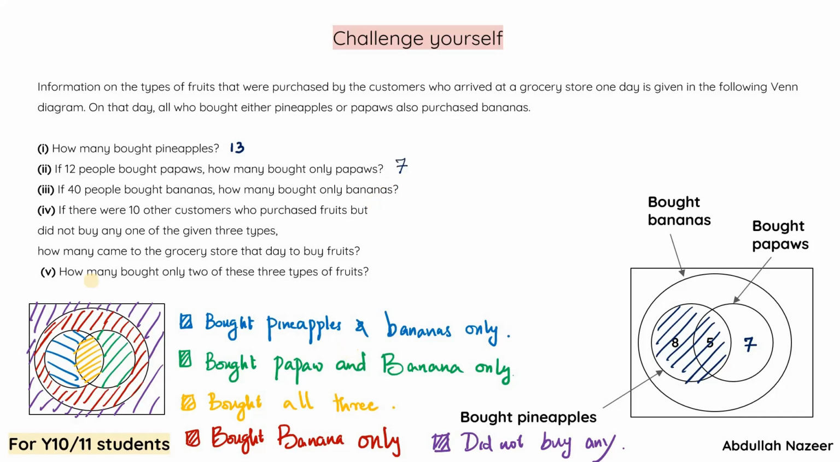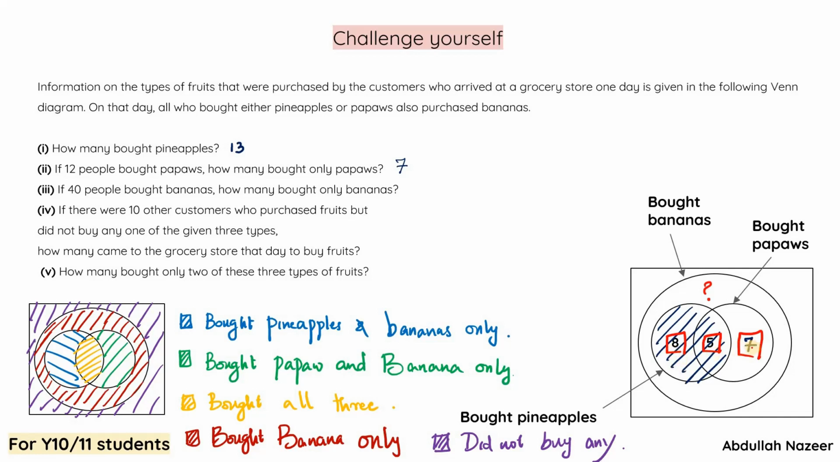bought papos. The third question says, if 40 people bought bananas, how many bought only bananas? So the total number of people who bought bananas is 40, which means this number over here plus this and plus this, all of this together is 40, because all of them bought bananas, right? So they all belong to the set bananas.